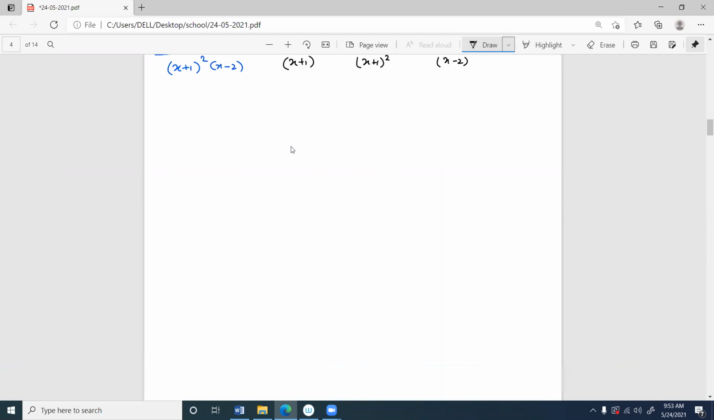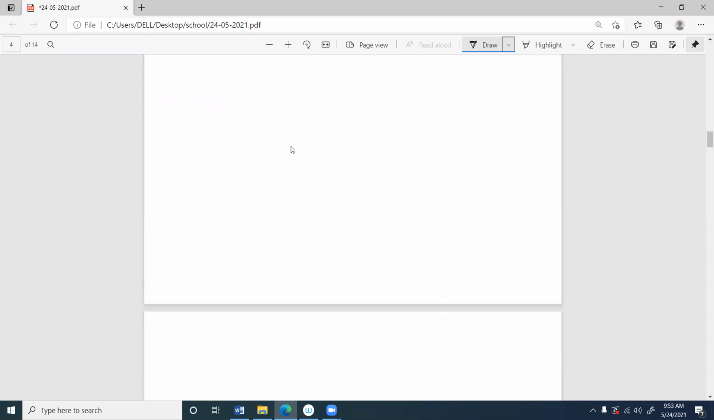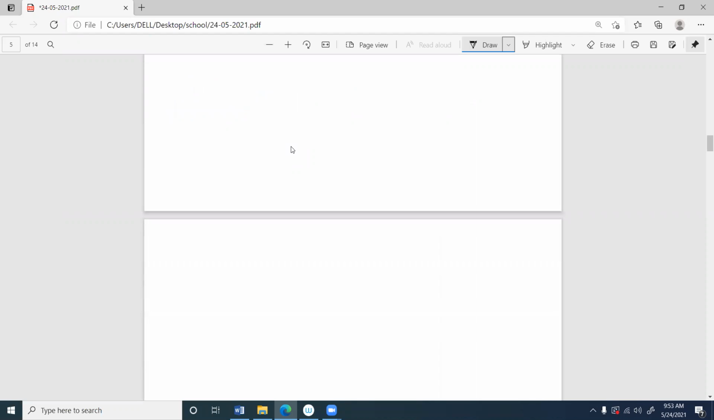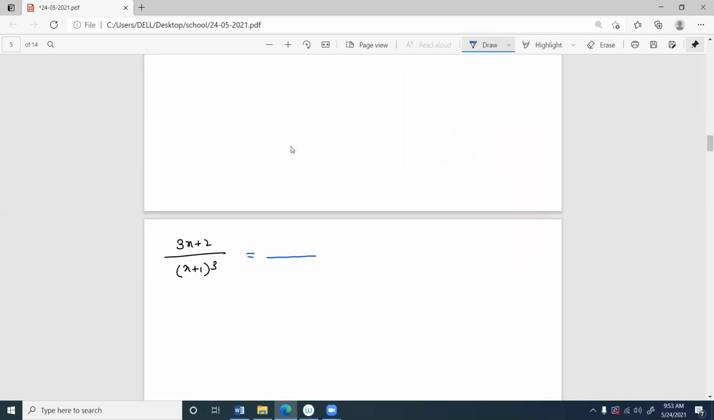Let me use another one, just like this. We'll explain that question later. If it is 3x plus 2 divided by x plus 1 cubed, you should write all the minimal orders of this term. The highest order is x plus 1 cubed. Therefore, you can write x plus 1, x plus 1 squared, x plus 1 cubed. All these three terms should be written. Let's go ahead with this question.